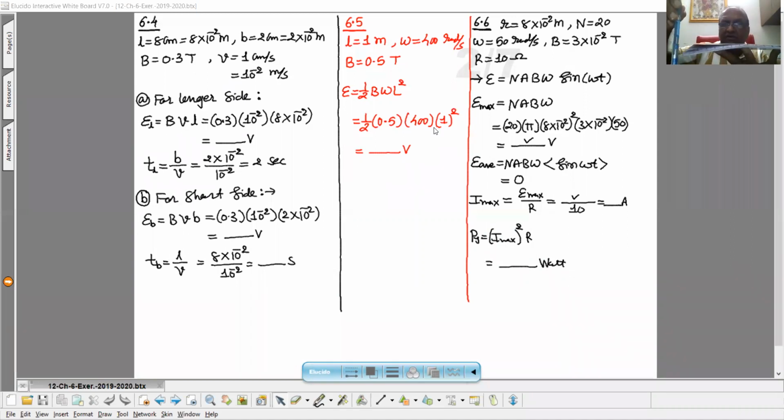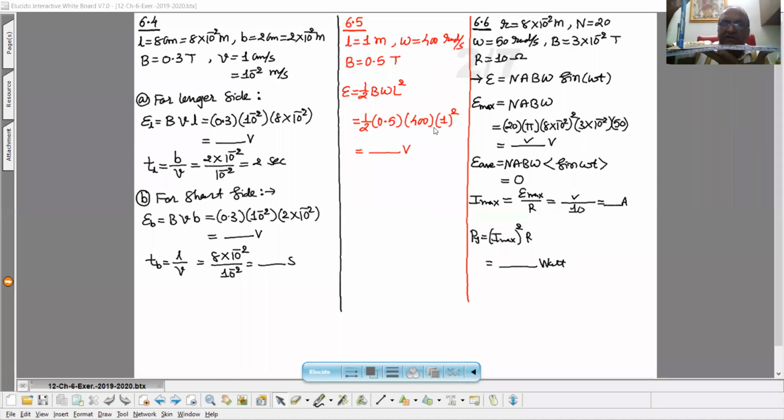And if it moves like this, in this direction, means velocity is perpendicular to the length, then length will cut the field lines, so EMF will be induced across the length, not across this one. Clear? So both these we have to calculate, and then we have to calculate for how long the EMF will be there in the length or breadth.